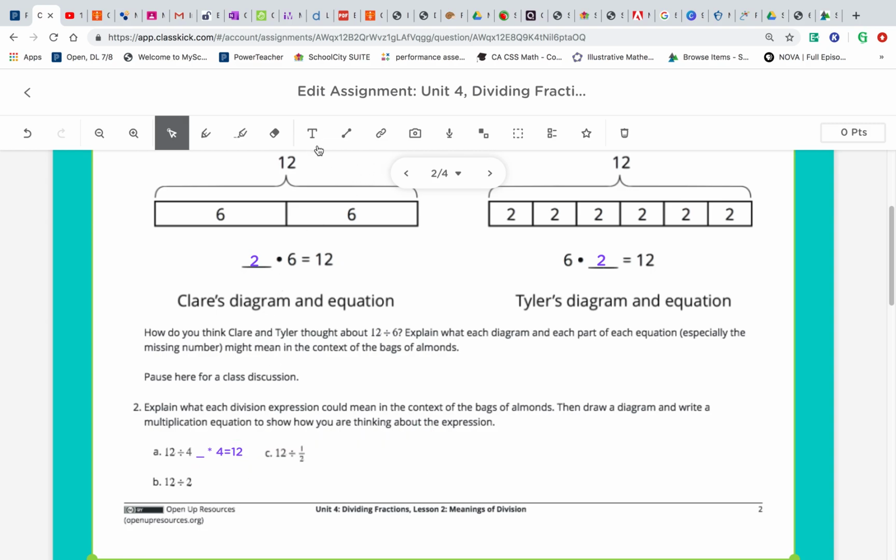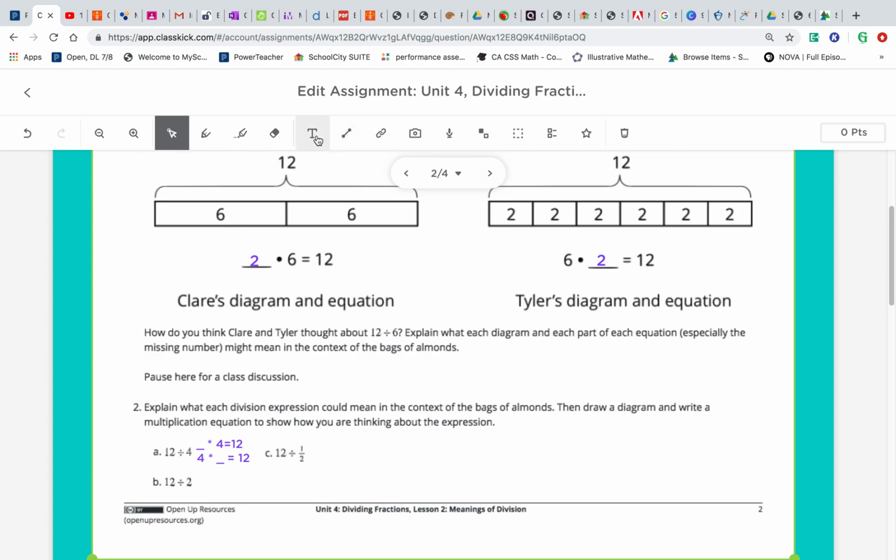So then the other way to write the equation is going to look very similar. We're just going to say it's going to be 4 times blank equals 12. Okay, so either one could work for that. All right, let's actually move this up just a little bit. Okay, so for B, it says 12 divided by 2. Well, again, it could mean a couple different things. It could mean how many pounds in one bag if there were 12 pounds in two bags, right?